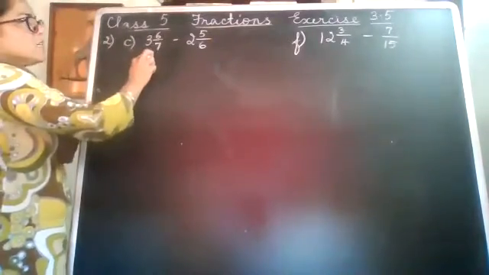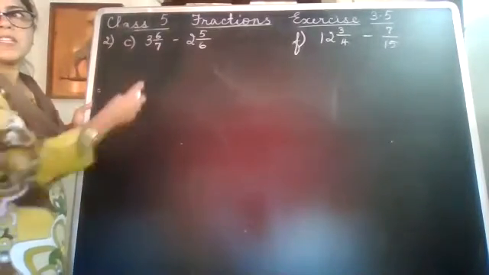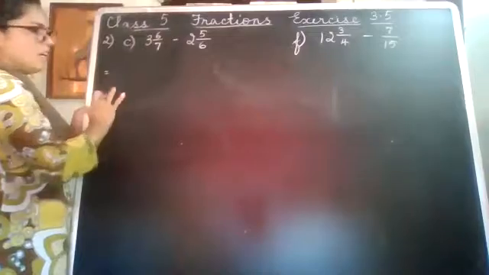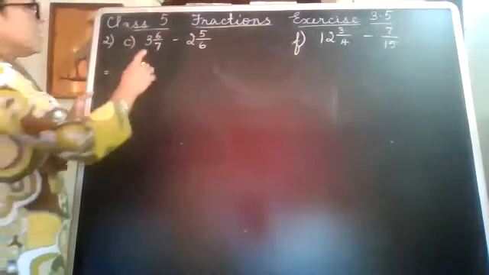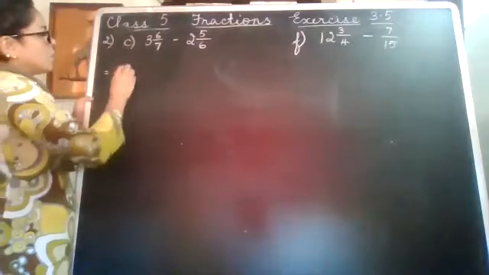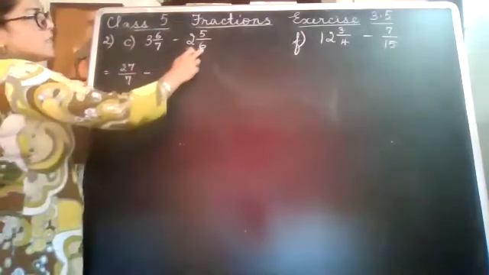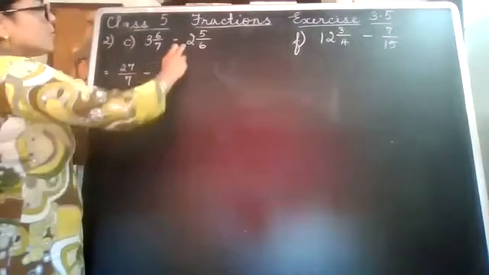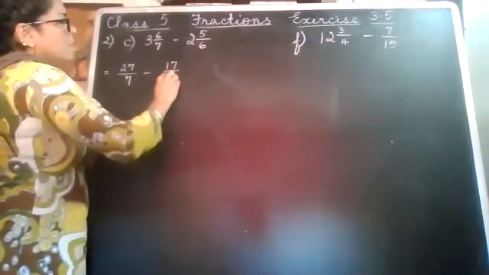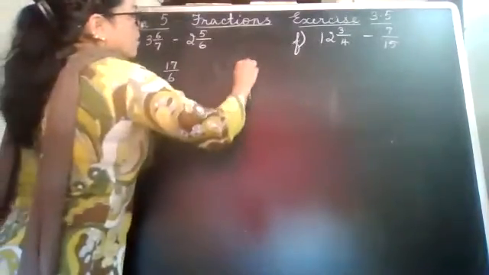So whenever a mixed number has to be subtracted, the very first thing that you do is change the mixed numbers into improper fractions that you have already learned in the earlier exercises. 7 threes are 21 plus 6, 27 upon 7 minus 6 twos are 12 plus 5, 17 upon 6. Unlike fractions, so you need to find out the LCM.